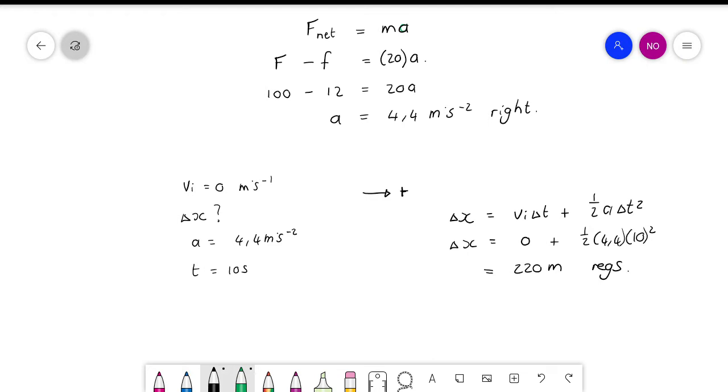It moves 220 meters to the right. How do I know it's to the right? Because for this whole calculation, I've picked to the right as positive. And my antwoord was positive. Okay.